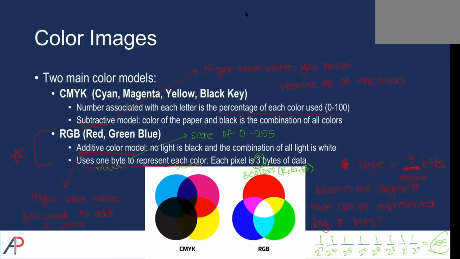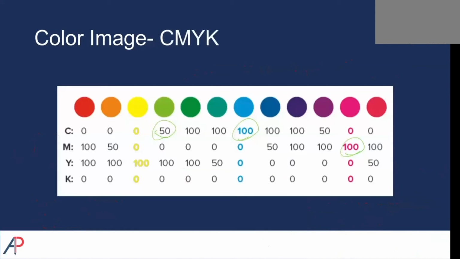Zero means there is a lack of that color. If R is 0, that means you have no red in it. But if G is 255, that is the strongest that green could be. So that is how this representation works, as opposed to percentages, which is what the CMYK model uses. The RGB model is a little bit closer to computer architecture, where you use binary numbers.